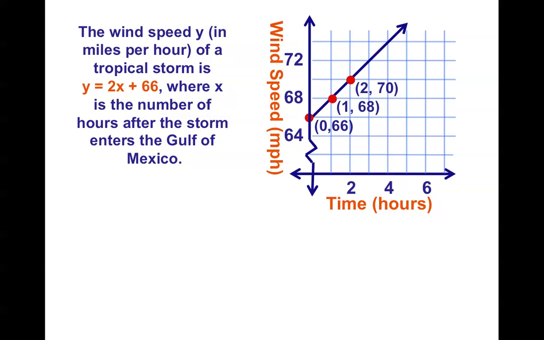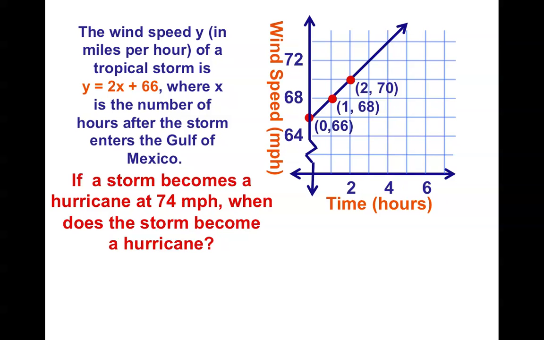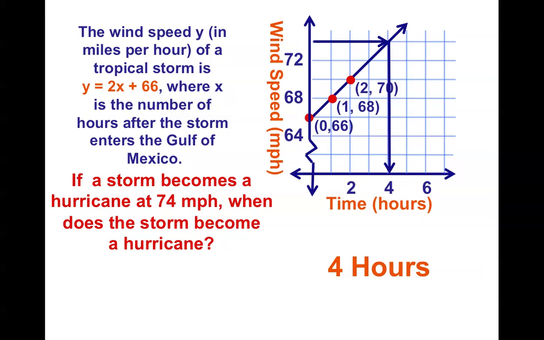Now we can ask a question. If a storm becomes a hurricane when the wind blows 74 miles an hour, when will this storm become a hurricane? Well, let's go to 74 miles an hour, and we can draw a line down to time, and we know that this storm will become a hurricane 4 hours after it enters the Gulf of Mexico.